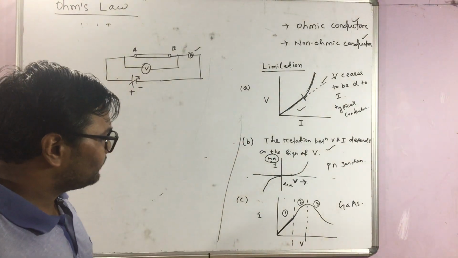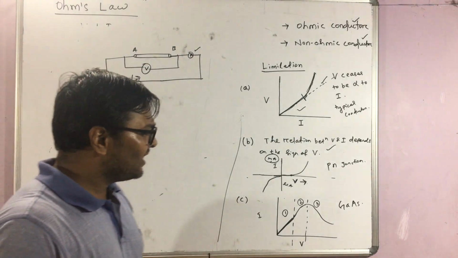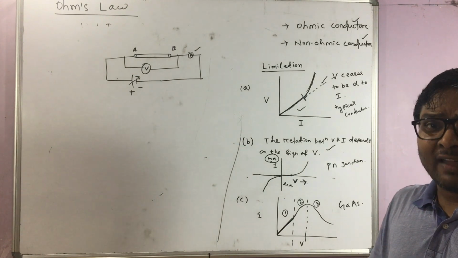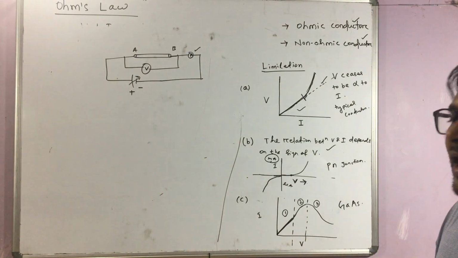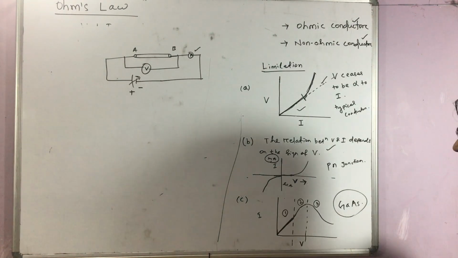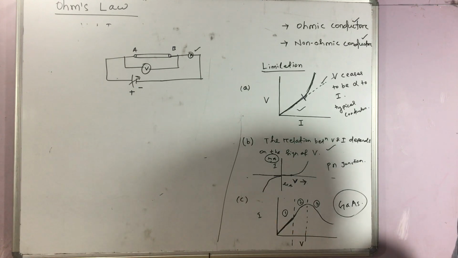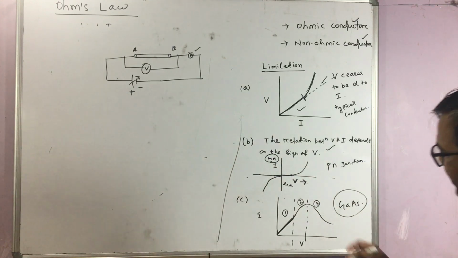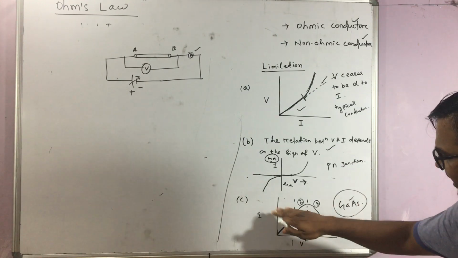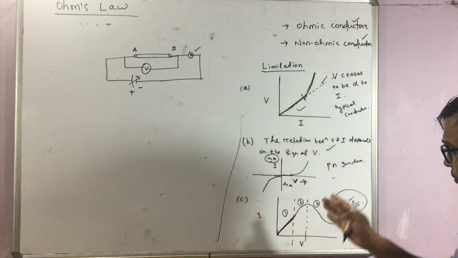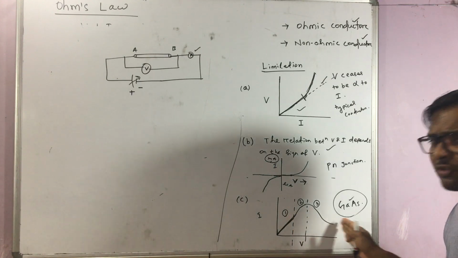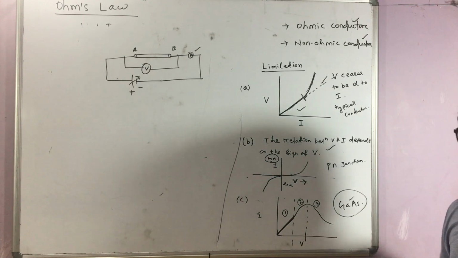Now the third limitation is that the relation between V and I is not unique. It means if it were unique, then for a particular value of V, there must be a particular value of I. There is a class of material, again a semiconductor, gallium arsenide. If you plot a graph between V and I for gallium arsenide, the graph looks like this. This is the VI characteristics of gallium arsenide. I have made three parts of this graph: part 1, part 2, and part 3.